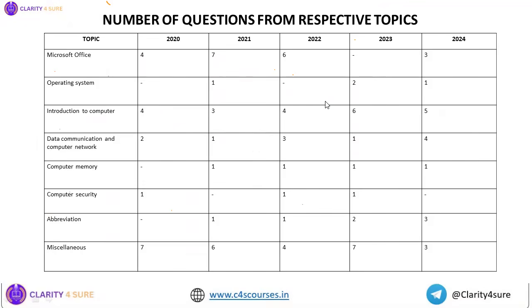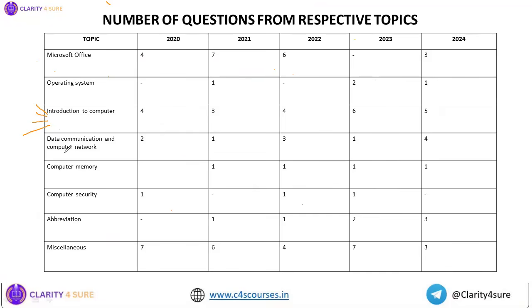how many questions have come from the different topics. I have bifurcated the topics into MS Office, operating system, then introduction to computer. I told you that in introduction to computer I have kept generations of computer, hardware, software, the full forms, the basics of computer.